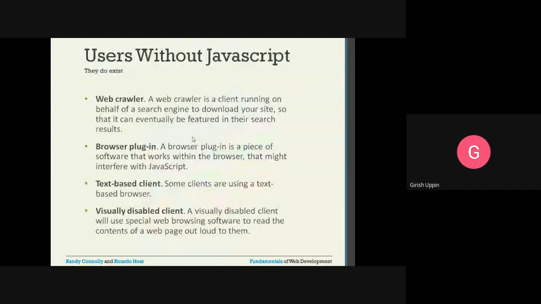Users without JavaScript: web crawler. A web crawler is a client running on behalf of a search engine to download your site, so that it can eventually be featured in their search results. So web crawlers are used to download the site, so that the search engine can use it to feature your particular website whenever there is a search relevant to your web application. Then browser plugins. A browser plugin is a piece of software that works within the browser that might interfere with the JavaScript. So there can be many plugins that can be created which will work on the browser.